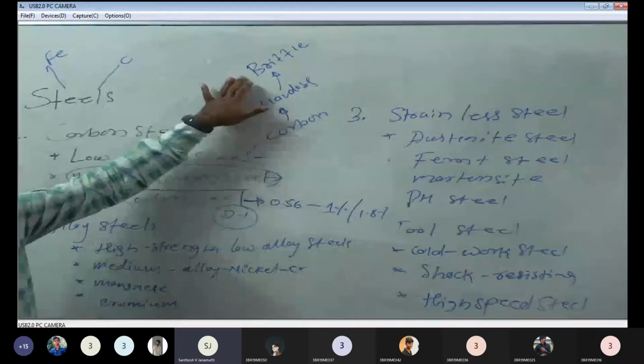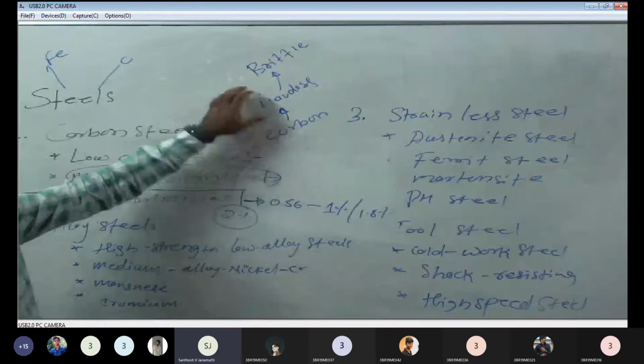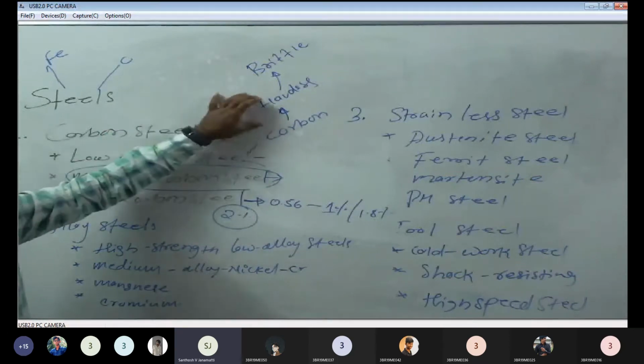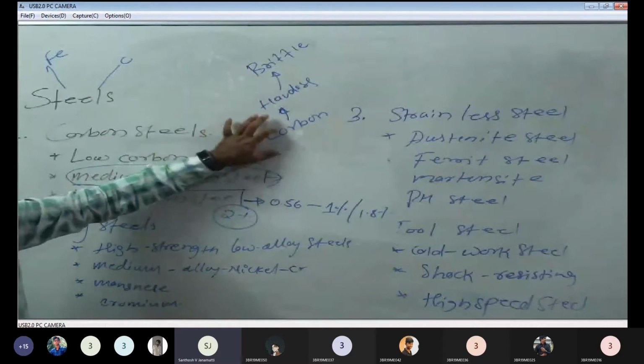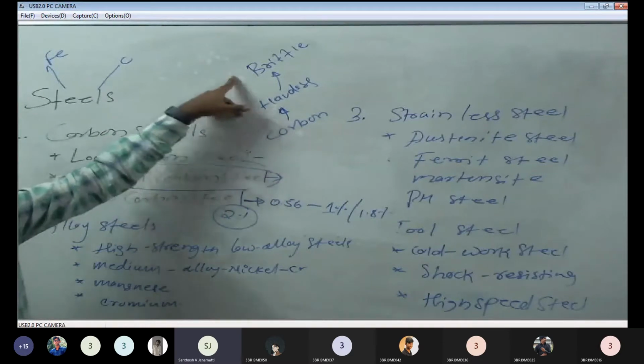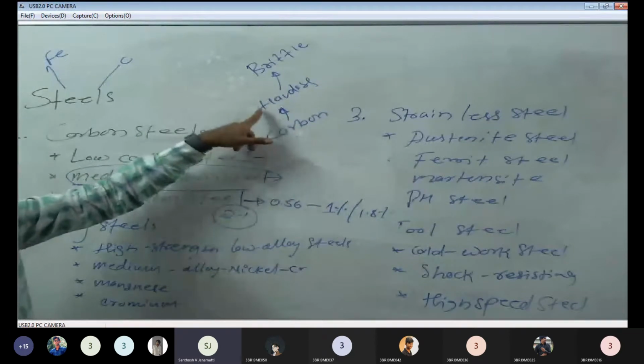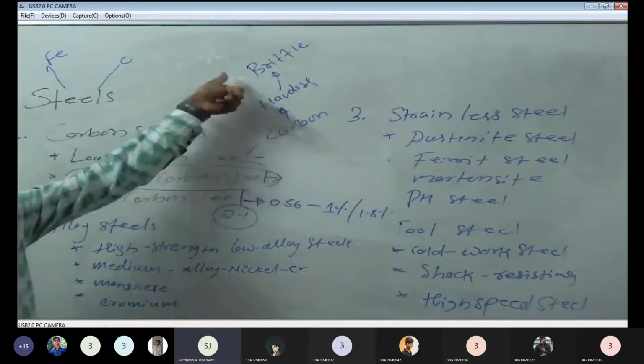So it becomes quite brittle now. As carbon increases, hardness also increases. Where there is hardness, there is brittleness. Where there is brittleness, there is hardness. Where there is hardness, there is carbon content. This is the main source of increased hardness and brittleness. Where there is carbon, you can expect hardness and brittleness.